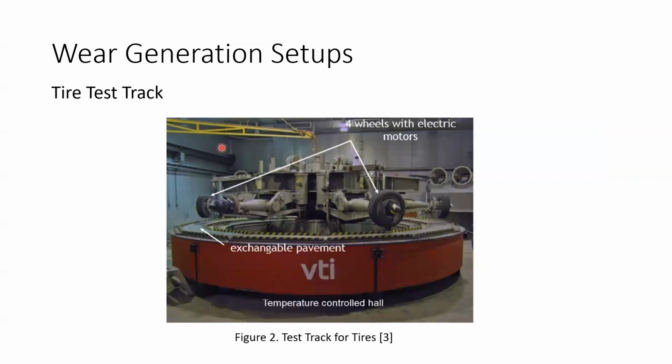When it comes to the test of the tires, a circular tire track can be employed. The pavement of the track represents the road the tires are in contact with. This pavement can be changed to observe the effects of roads with different characteristics. The tires are rotated by driving the wheels with electric motors. Also, the temperature of the track can be changed to see its effects on the behavior of the friction pair.